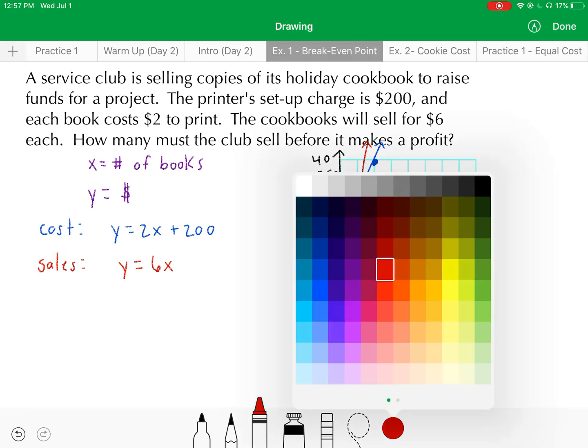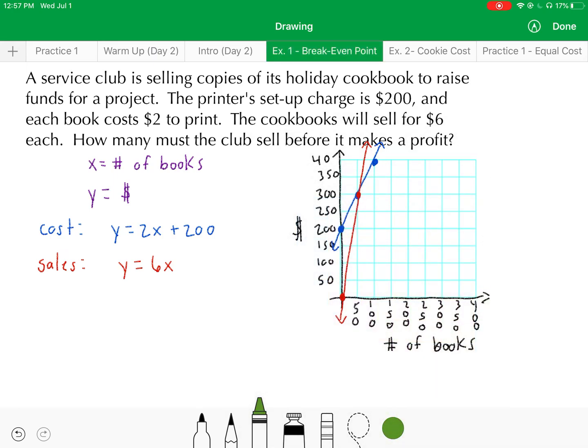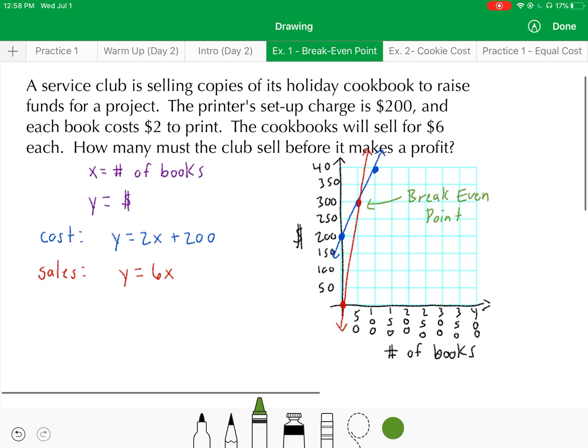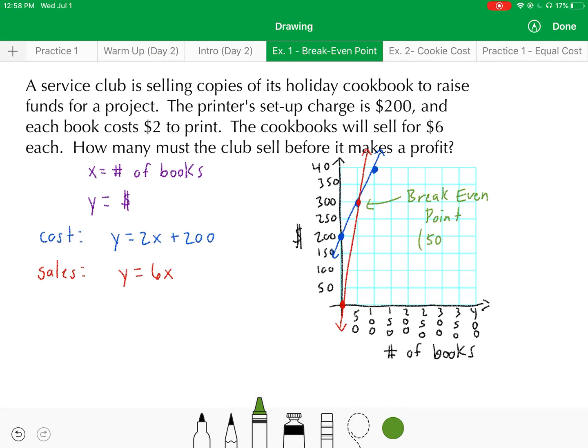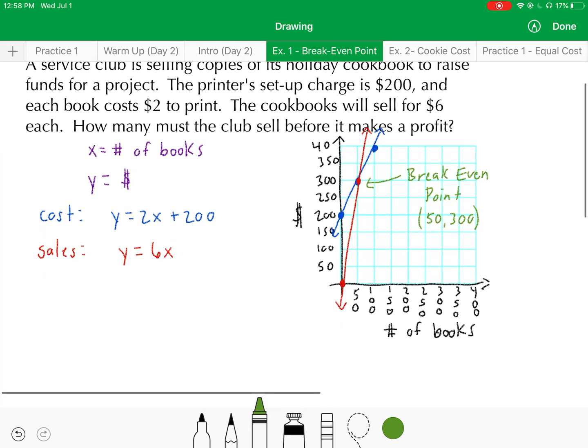Okay. And the intersection point is what we care about here. All right. This is my break-even point. It's where the amount of sales is equivalent to the amount of cost that you've put into the project, okay? And that appears to be the point of 50, 300. All right, so that means we're going to have to sell more than 50 books in order to make any sort of a profit here.